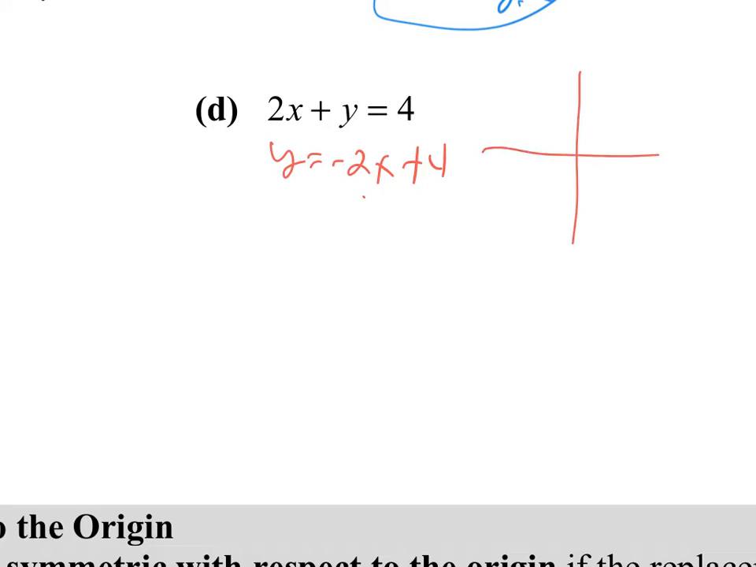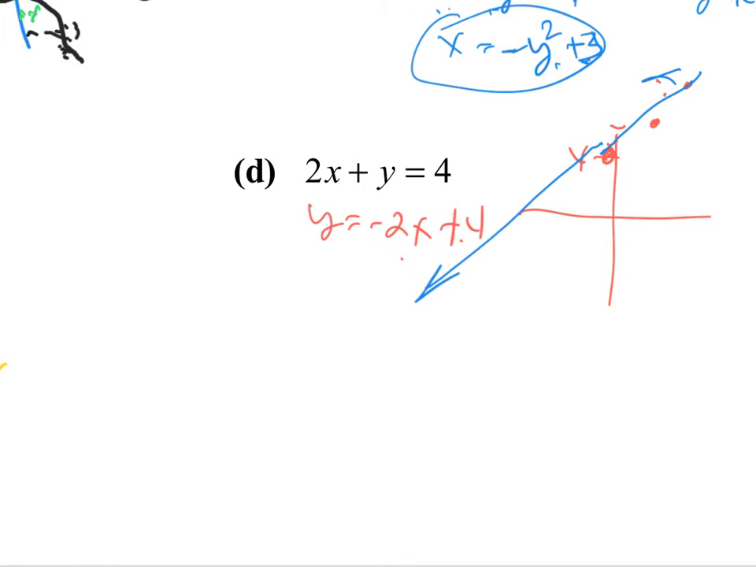And take a look at the picture. The slope is negative 2, and the y-intercept is 4. That's my y-intercept. Slope is 2, up 2 over 1. That line looks something like that. You can tell off the bat that it doesn't have symmetry on the y-axis. It's not a reflected image. And it doesn't seem to have symmetry on the x. But let's prove it analytically.